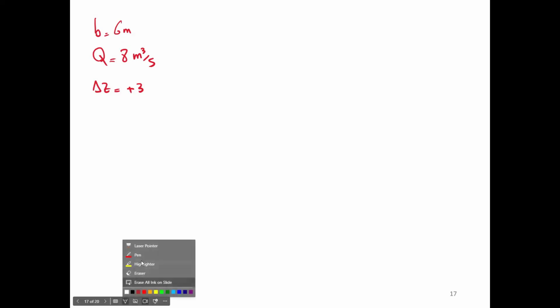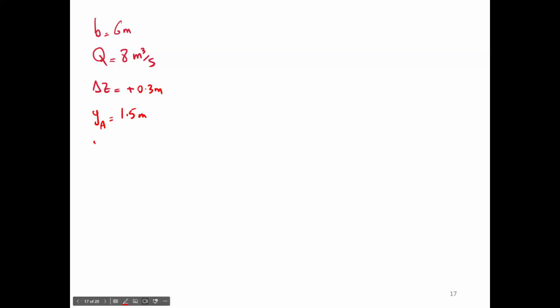B, I don't need to write B1, B2 because B is the same, 6 meter. Discharge, 8 cubic meter per second. What else do I have? Delta Z positive, 0.3. Y at point A is 1.5 meter. Y at point B is the question.